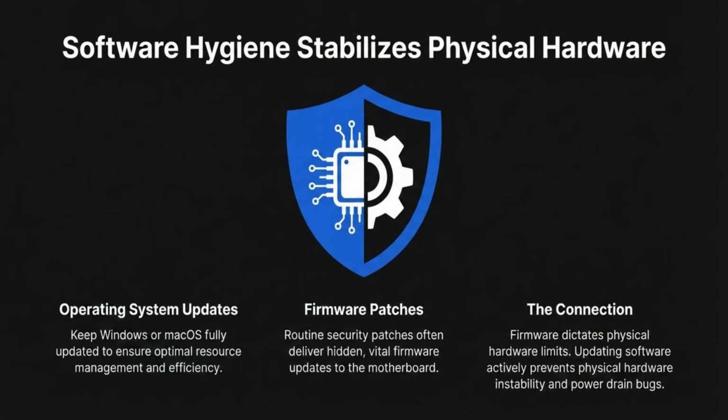Software hygiene stabilizes physical hardware. Keep your operating system updated and apply routine firmware patches. Firmware dictates physical hardware limits, and updating software actively prevents instability and power drain bugs.